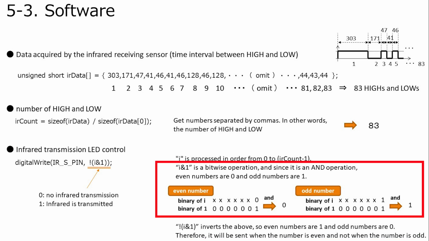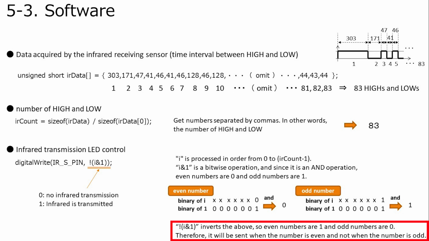Since this AND processing is a bit operation, it is processed in binary numbers. So, as shown here, taking the AND with 1, everything is irrelevant except the last digit. Since only the last digit is relevant, and since it is an AND, it will not become 1 unless both are 1, that is, 1 and 1 become 1. Therefore, even numbers are 0 and odd numbers are 1. In the end, with the inversion, even numbers are 1 and odd numbers are 0.